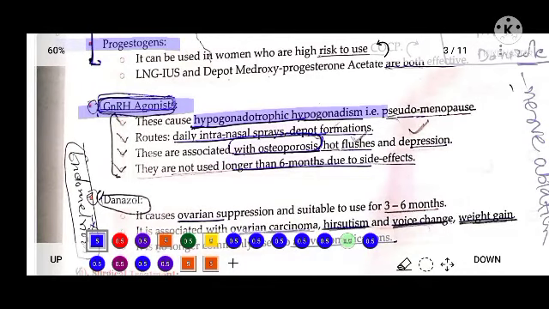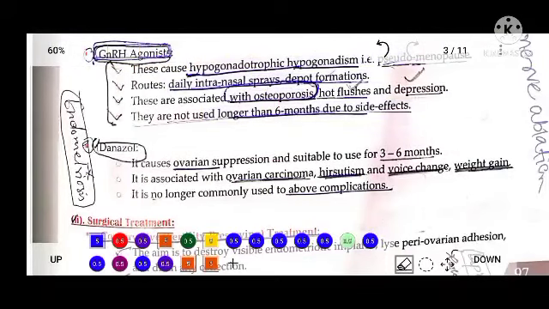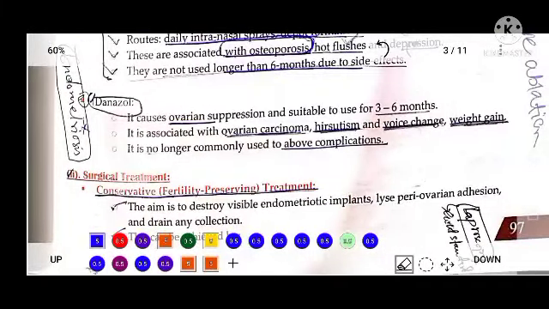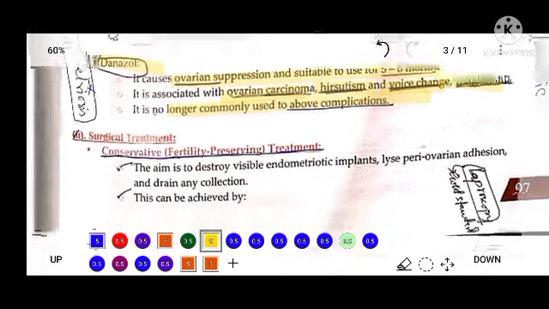They cause hypogonadotropic hypogonadism, and are given as a daily intranasal spray, not longer than 6 months because of side effects like osteoporosis. Danazol is also a treatment for ovarian suppression, with side effects like hirsutism, voice change, and weight gain, and is commonly used despite these complications.